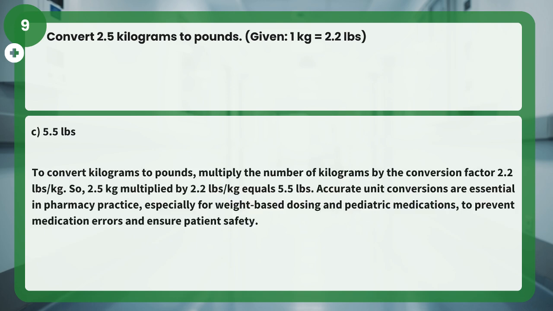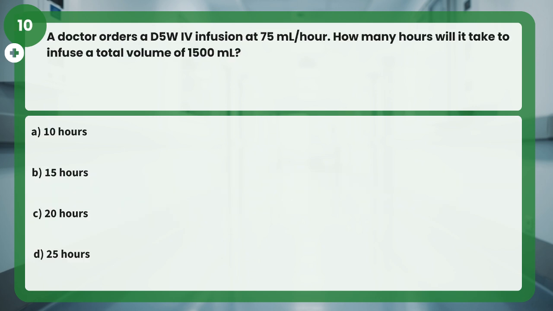Answer C. 5 lbs. To convert kilograms to pounds, multiply the number of kilograms by the conversion factor 2 lbs/kg. So, 5 kg multiplied by 2 lbs/kg equals 5 lbs. Accurate unit conversions are essential in pharmacy practice, especially for weight-based dosing and pediatric medications, to prevent medication errors and ensure patient safety.